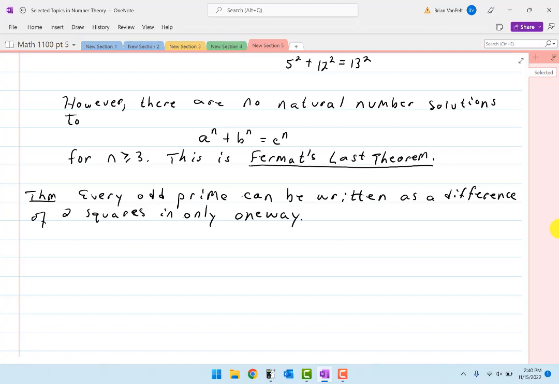So some examples of this: 11 equals 36 minus 25. And of course that's 6 squared minus 5 squared. So the other one we had a sum of squares. This one is a difference of squares. 17 equals 81 minus 64, which is 9 squared minus 8 squared. 23 equals 12 squared minus 11 squared.